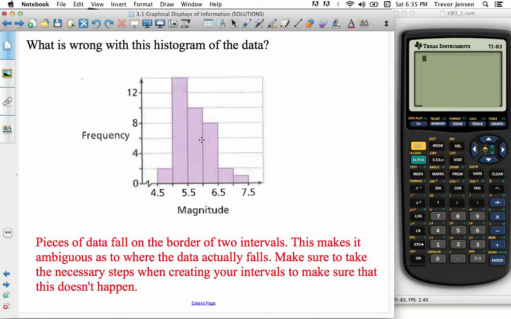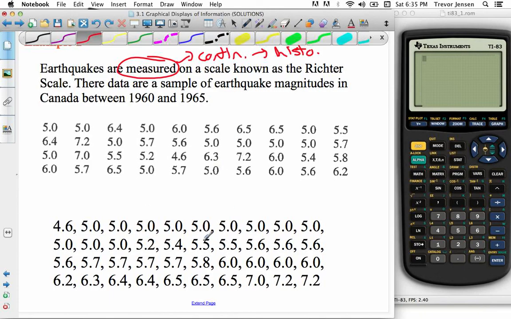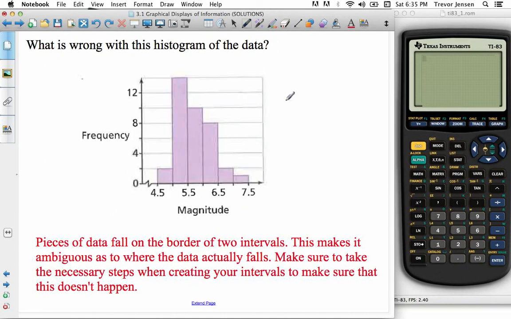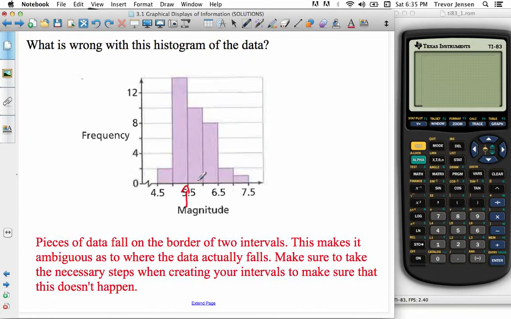But there's another key problem with this. So if we look back at our data, look at this data point right here, 5.5. Now look back at our representation here. Notice that one of the interval boundaries is 5.5. So where does that piece of data fall? Is that represented by this bar or this bar? How do you know? It's ambiguous. You don't really know where it is. So that's what makes this graph kind of confusing.